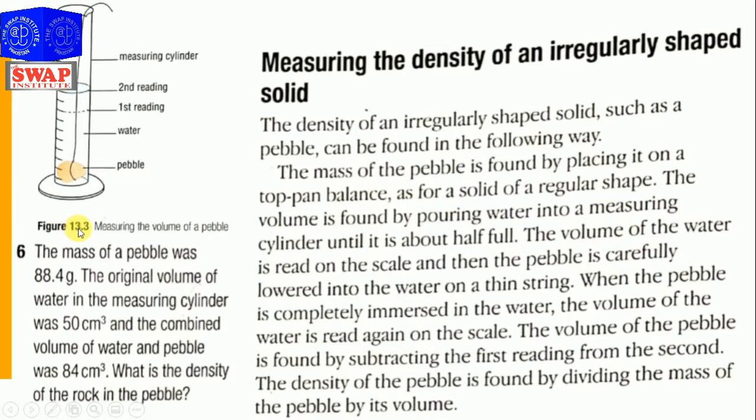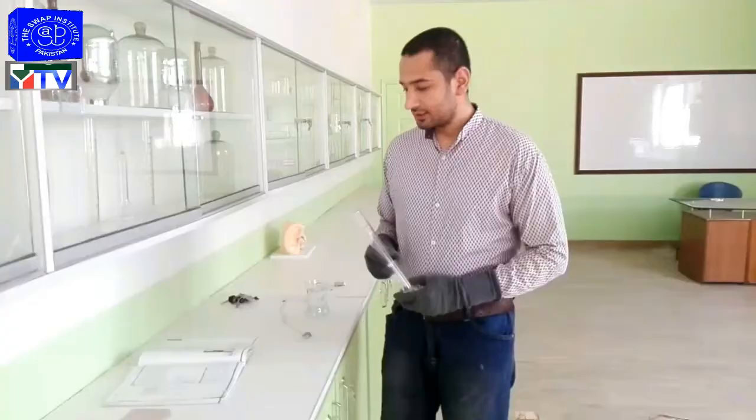Now the figure 13.3, measuring the volume of a pebble. This one is a measuring cylinder, and I'm going to perform the practical. It is more helpful to understand the concept of measuring the irregularly shaped pebble by using the measuring cylinder.